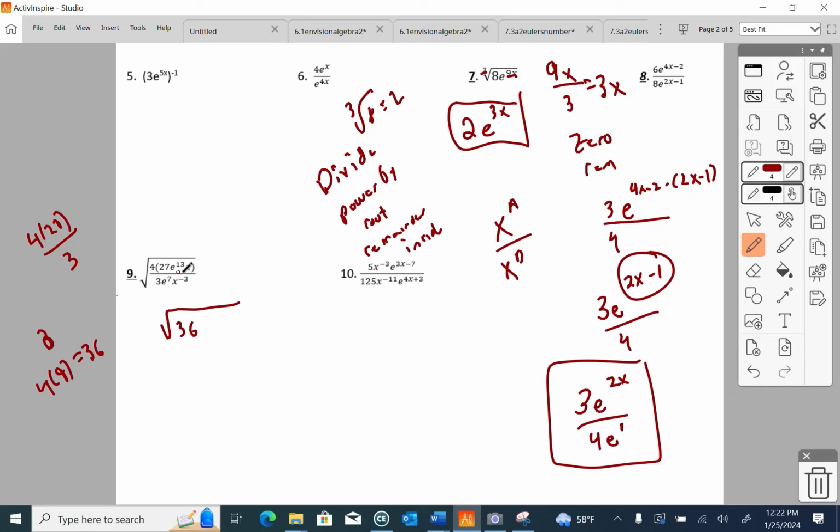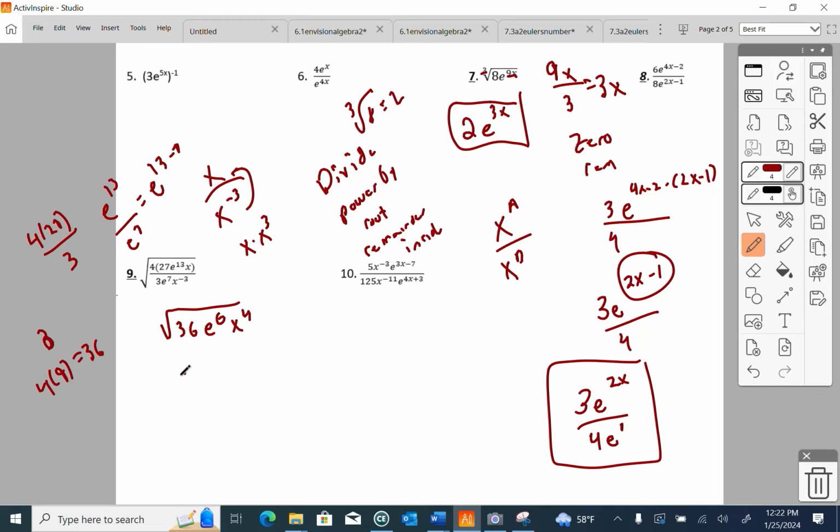I'm going to start looking at my e's. I have an e to the 13th and e to the 7th. I subtract exponents. 13 minus 7, I'm pretty sure, is a 6. And then I'm looking at my x's. I have an x over an x to the negative 3rd. I'm going to move that up top. X times x cubed, and I'm going to get x to the 4th. And every bit of that is evaluatable.